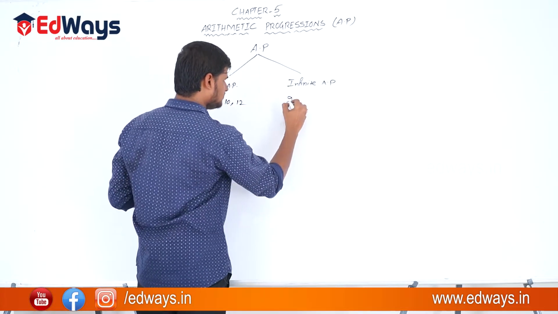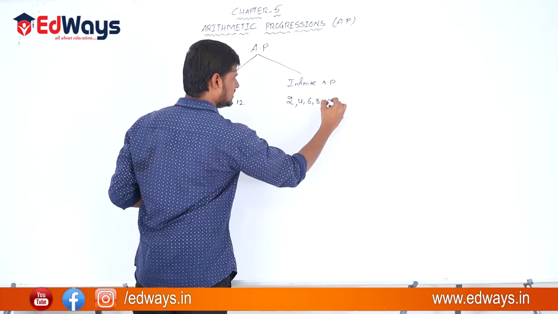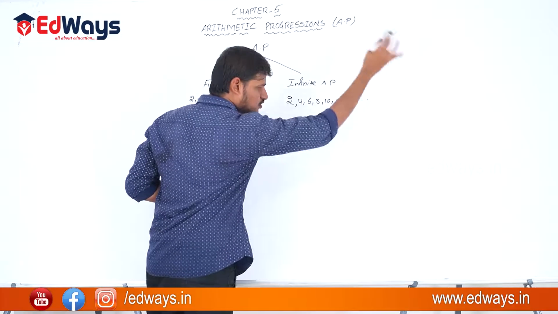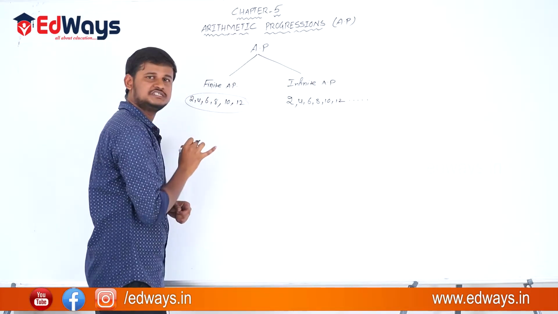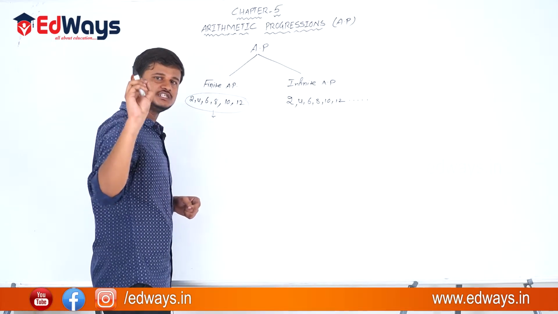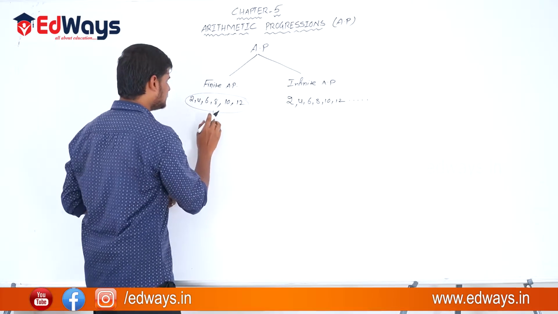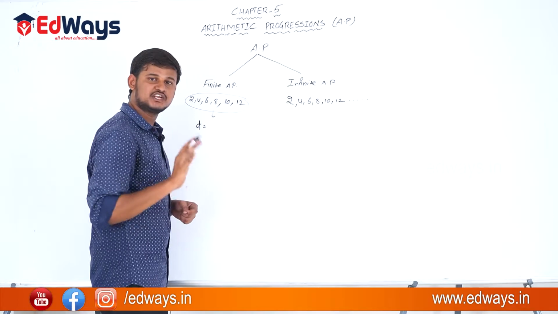So here, the same even numbers list, I am taking 2, 4, 6, 8, 10, 12 and it goes on. So first, check whether it's an AP or not. How do you check whether it's an AP or not? What's the condition to check? You should check for common difference. The common difference must be the same.